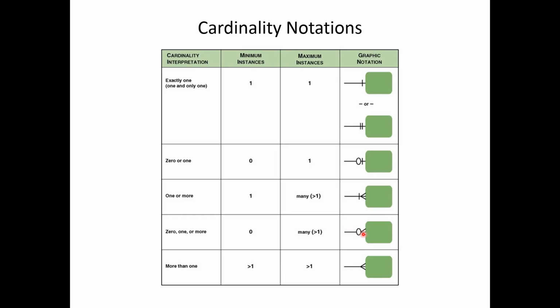Here you have minimum 0, maximum many, and here you just have many. Okay, one instance is always associated with many instances in the other entity. Okay, so this is the Crowfoot notation.